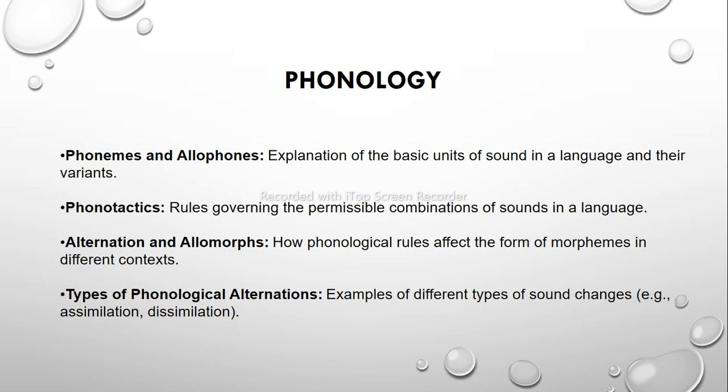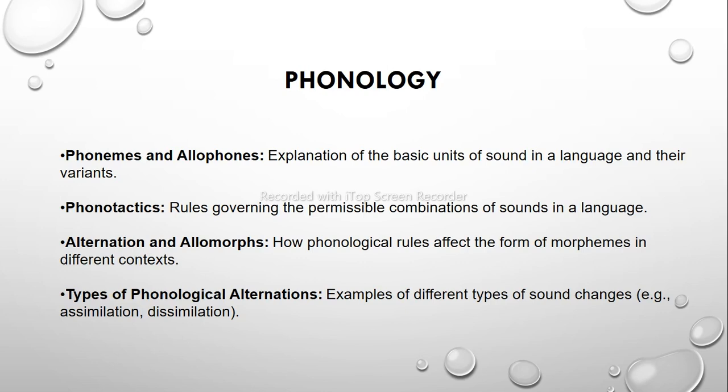Phonotactics refers to the rules governing the permissible combinations of sounds in a particular language. These rules dictate which sound sequences are acceptable and which are not. Alternation refers to the phenomenon where a sound changes based on its phonetic or morphological environment. Allomorphs are variations of a morpheme that occur due to these alternations.